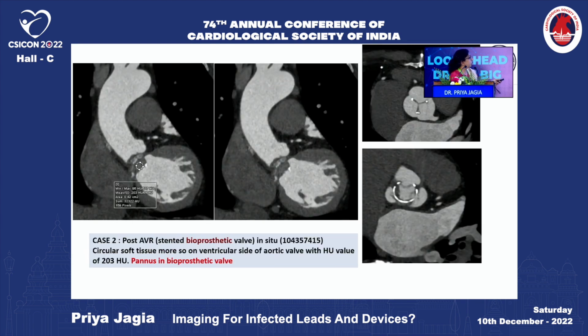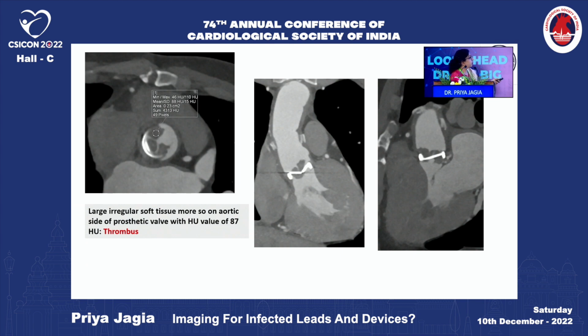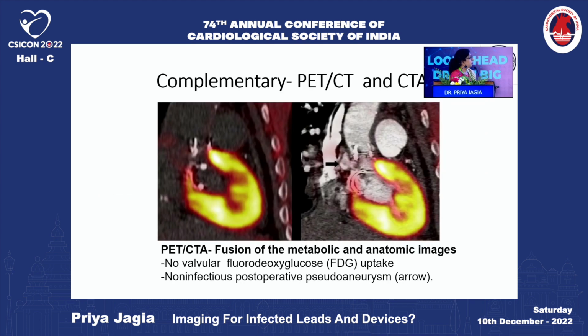This is a pannus in the bioprosthetic valve. So all the more better to see a bioprosthetic valve, because you don't have metallic artifacts which will hamper visualization of the soft tissue. And this is a patient who has got thrombus. So the density is less. So this is more of a thrombus rather than a pannus. So, complementary PET and CT.